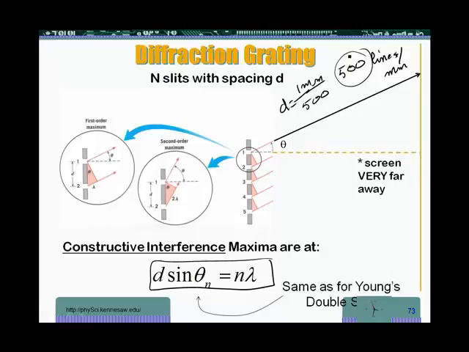Another thing is the secondary maxima are going to be too dim to be observed. We are not going to be able to see the secondary maxima anymore. In a diffraction grating, when the number of slits is huge, the secondary maxima are not going to be visible anymore.